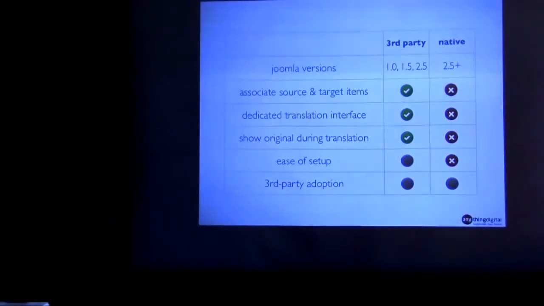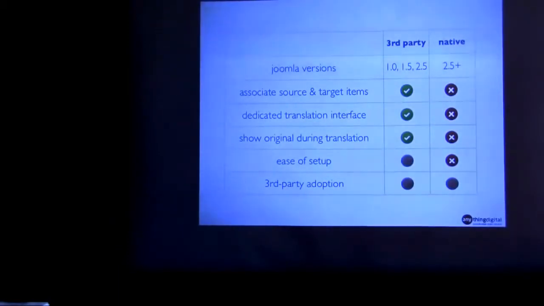So it's very easy in a third-party solution to keep track of which article is associated with the same article in another language. In Joomla 2.5 native, that's very, very difficult. There's no actual built-in way for you to connect and associate all the things you need to translate in all the languages. I'll give you a quick example in a few minutes.